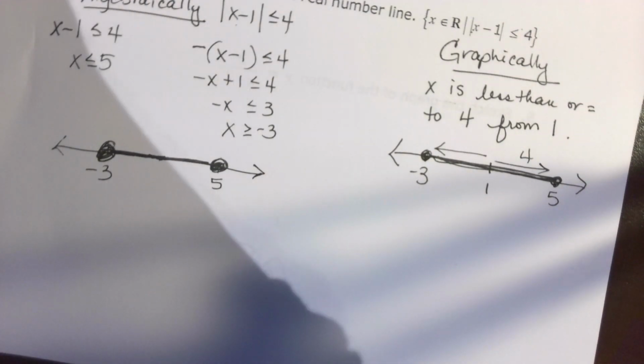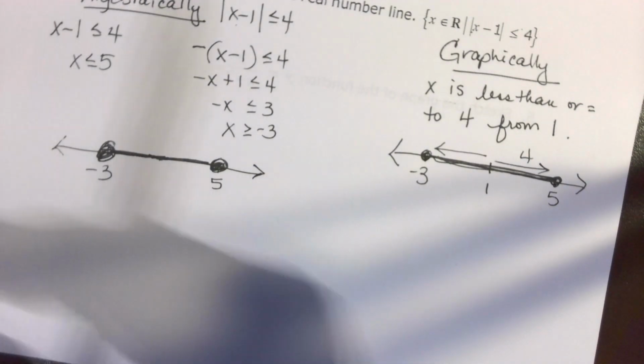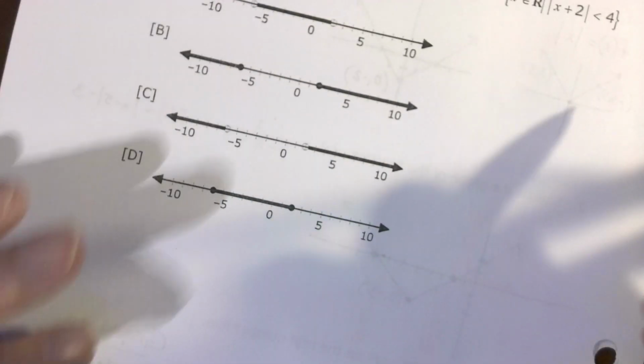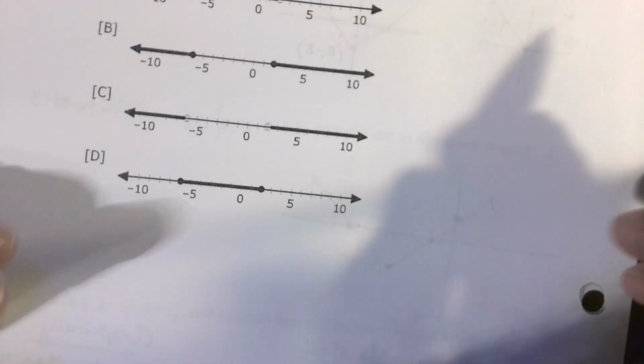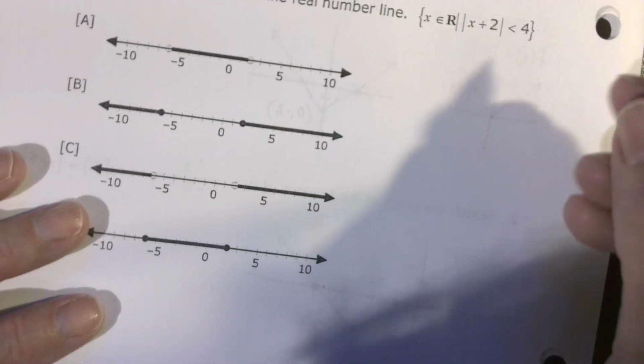Okay, let's move on to page 2. In page 2, the first thing it asks you to do is to graph the following set on a number line. So this is multiple choice. So let's think of this the way I just said it.